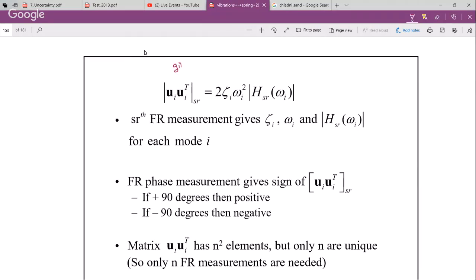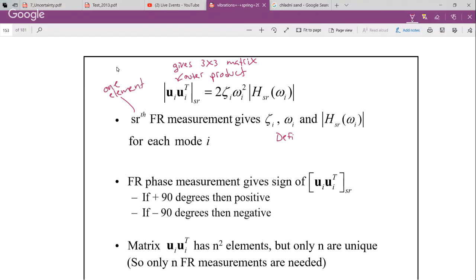So if this is a 3 by 1 vector, its transpose will be a 1 by 3. So this product, called an outer product, will give you a 3 by 3 matrix. What this is defining is the sr element. So there's just one element of that 3 by 3 defined by the location of the accelerometer and the location of the input of the hammer. So s and r define just one element of that matrix. There are 9 elements, and this is just one of them.